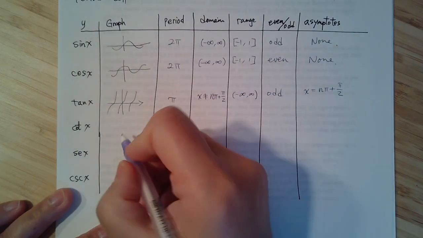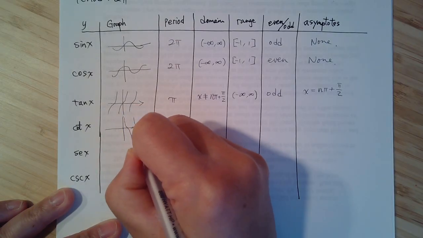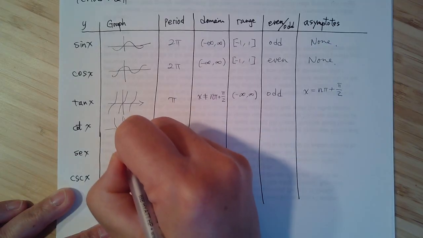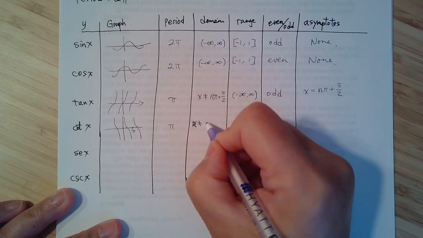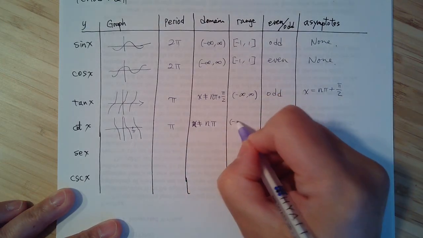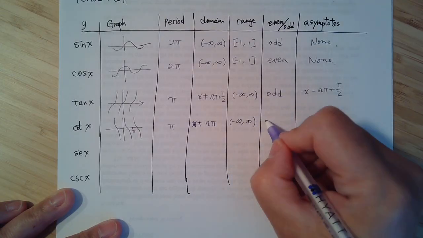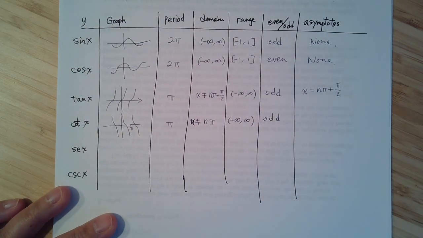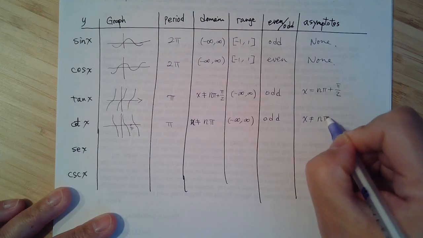And the cotangent looks like this. And here's pi, so the period is pi. As long as x is not a multiple of pi, you're okay in the domain. And the range is from negative infinity to positive infinity. And is this even or odd? This is odd. And the asymptotes mean x cannot be n pi.